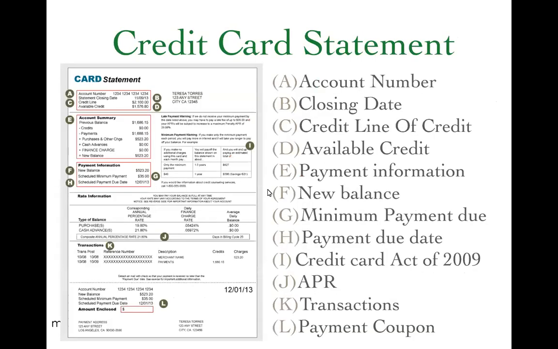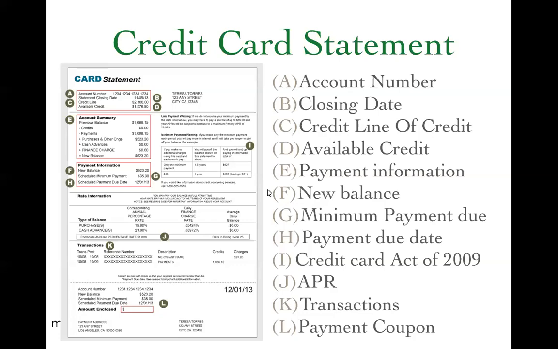So what does a statement usually look like? You'll have your account number, and usually the entire account number will not be on the statement because it can be misused. So it'll be XXXX and you'll have the last four of the account number. You'll have your closing date, which says up to 11/9/2013. This is tracking all your charges on the credit card for that month, usually from 10/9 to 11/9. Okay, it'll be a month before.